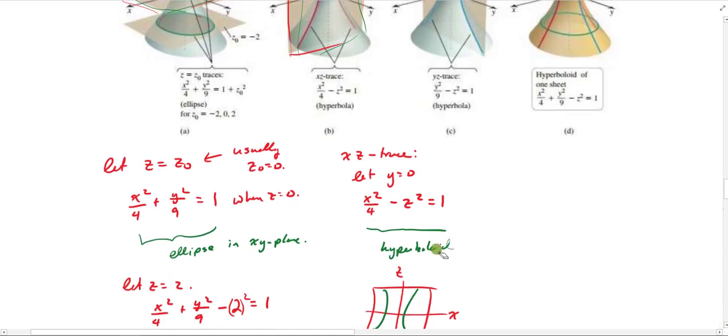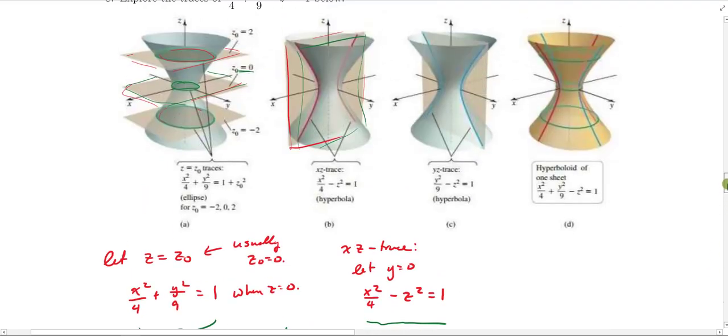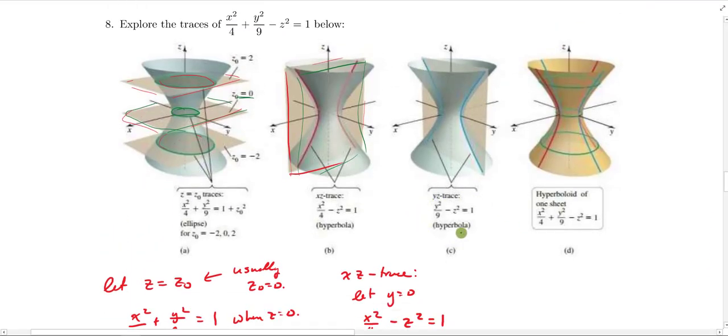Folks, I made a mistake here. I said hyperboloid. This should be just a hyperbola. A hyperbola is something in a plane; a hyperboloid might be something that's in 3-space. Okay? I'm not going to work through this; I'll let you do it. Check and confirm that if you were to look at the yz trace, where we'd let x be 0, we again get a hyperbola.